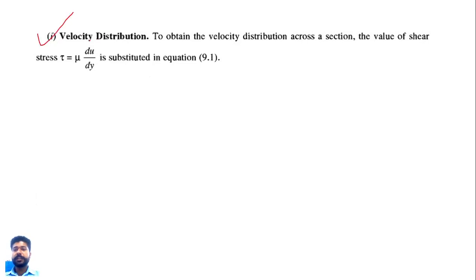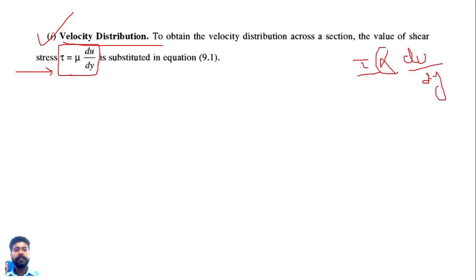So the first thing we'll find out is the velocity distribution. To obtain the velocity distribution across the cross section, the value of shear stress tau is somewhat like this, and this equation is known as the Newtonian equation. If you remember our first chapter, at that time we studied the Newtonian equation, or Newton's law of viscosity. Newton's law of viscosity says that the shear stress is directly proportional to the rate of shear strain, that is du upon dy.